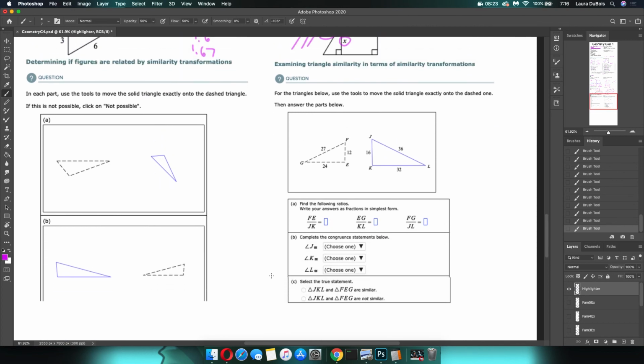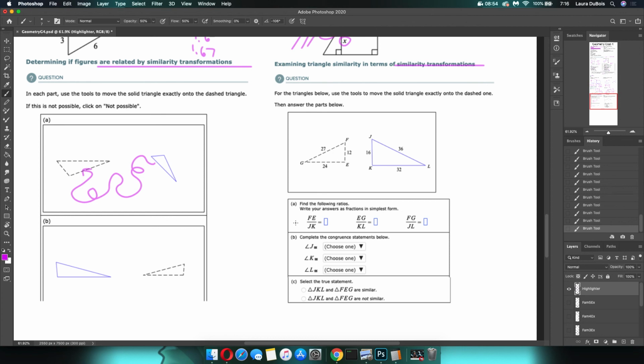Determining if figures are related by similarity transformations. So again, because I don't have the ability to screen grab the interactivity, you're taking this shape, moving it around however you want in order to make it fit this. If it works, great. If not, you just click the button not possible. Next up, exploring in terms of similarity transformations. Well, this is what it explains.